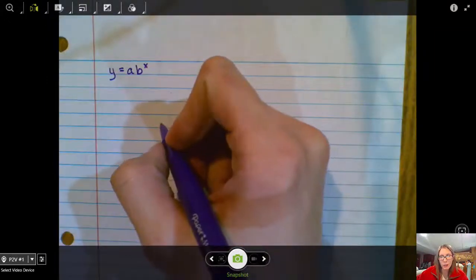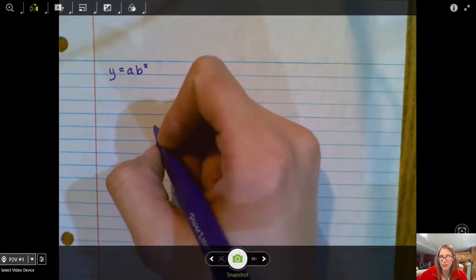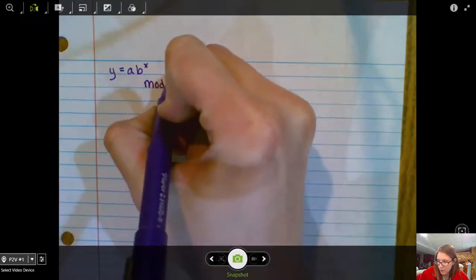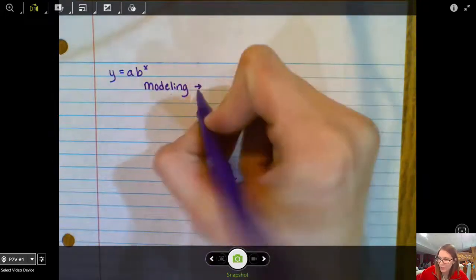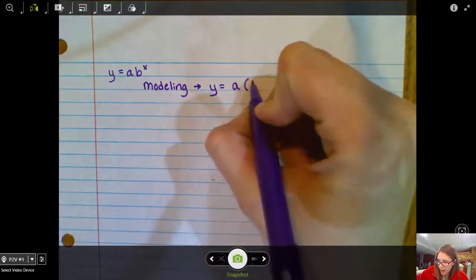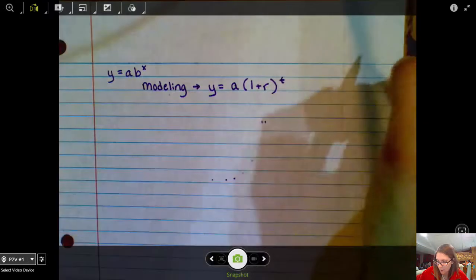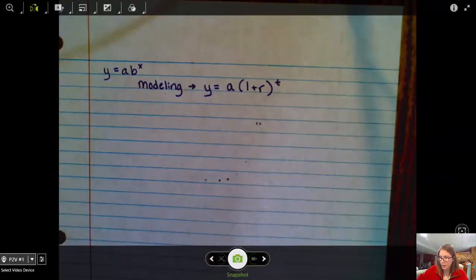A lot of times though, when we are dealing with real life applications of things that can be modeled by exponential functions, which is a lot, by the way, a lot of different situations, a lot of times when we are modeling, we use a slight variation where we have y equals a times 1 plus r to the t power. Okay, so very similar still.